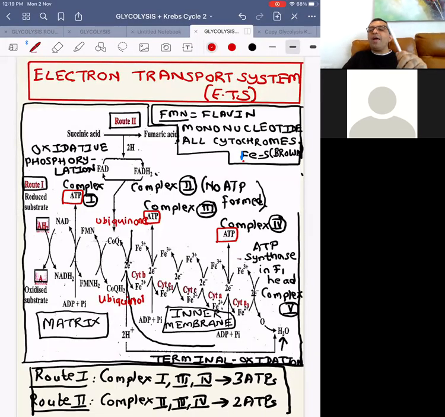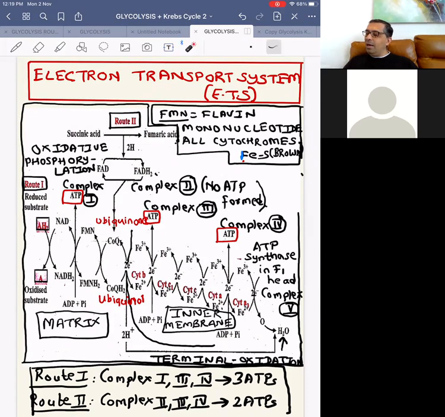Okay, so we have analyzed the structure of the mitochondria. Beautiful concept. Now let's get into a very interesting topic, something called the ETS, the electron transport system. What happens in ETS?